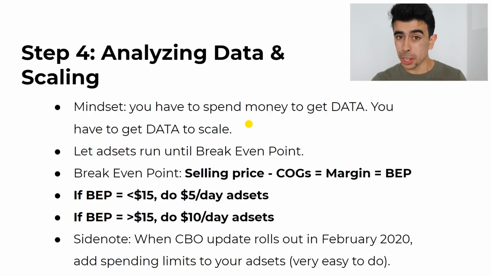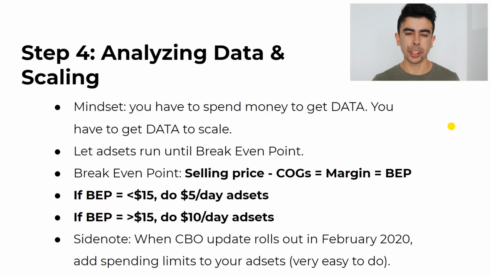But in order to minimize our losses, we really need to be aware of our break-even point. So your break-even point is just your selling price minus your cost of goods, which is the same as your profit margin. So your break-even point is your profit margin. Now, for this particular product, my profit margin was only $10. The product was $15 and we were making a $10 margin on it.